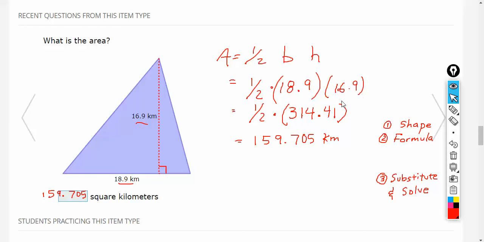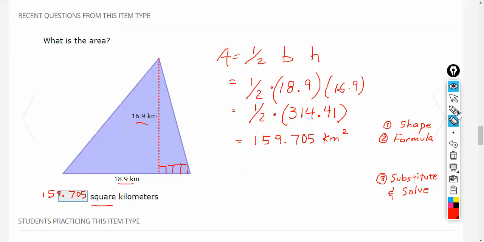Multiply the base times the height, we got 319.41, then we multiplied by half or divide by 2, giving us 159.705 kilometers. That's your area. It's square kilometers, because we're talking about area. Area is how many boxes it takes to fill a shape. That's why it's square kilometers, not just kilometers.